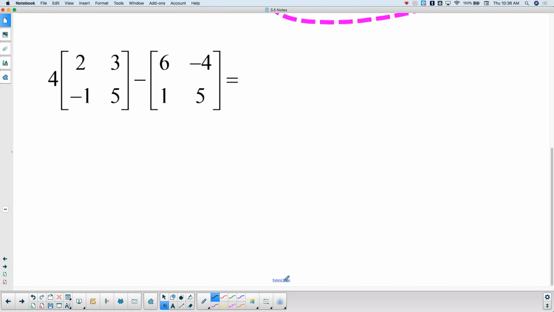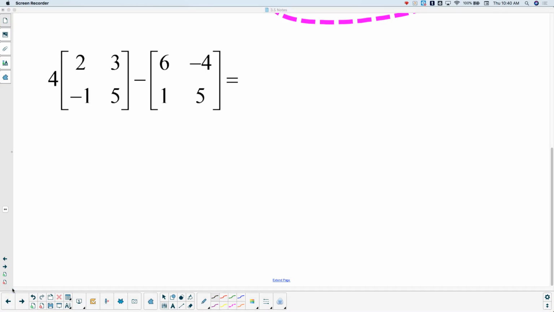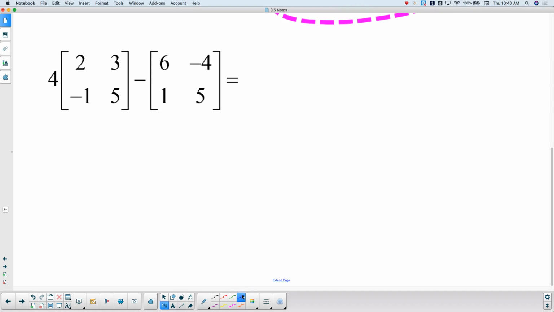So try this problem now. Alright, so just to model it one more time, I'm not expecting you to show tons of work. However, the first thing that you would have to show would be this multiplication of this 4 into that first matrix. So that would be 8, 12, negative 4, 20.